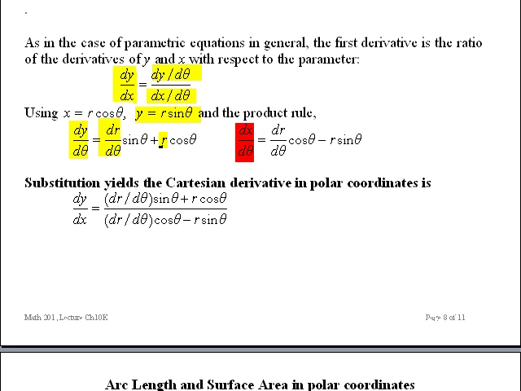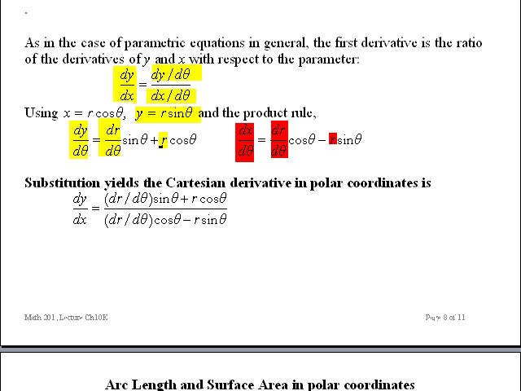For the x-coordinate, dx by d theta, again you have a dr by d theta term, leaving the cosine theta alone, using the product rule. The r is now held constant, and we take the derivative of cosine theta and get minus sine theta. So combining this, we have the Cartesian derivative in polar coordinates.